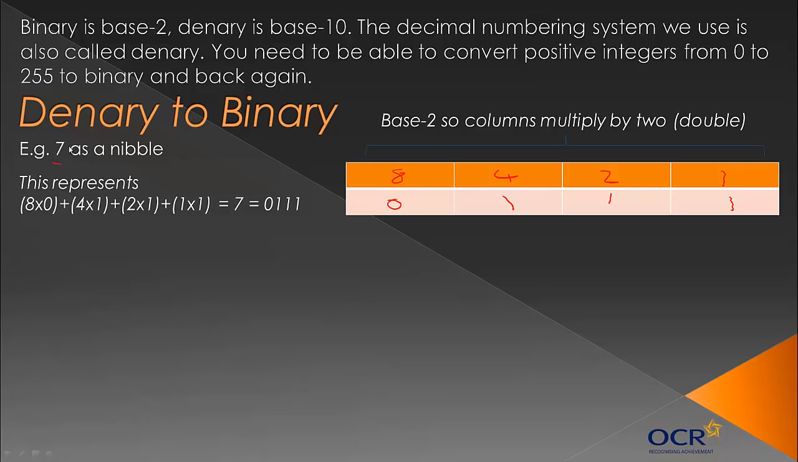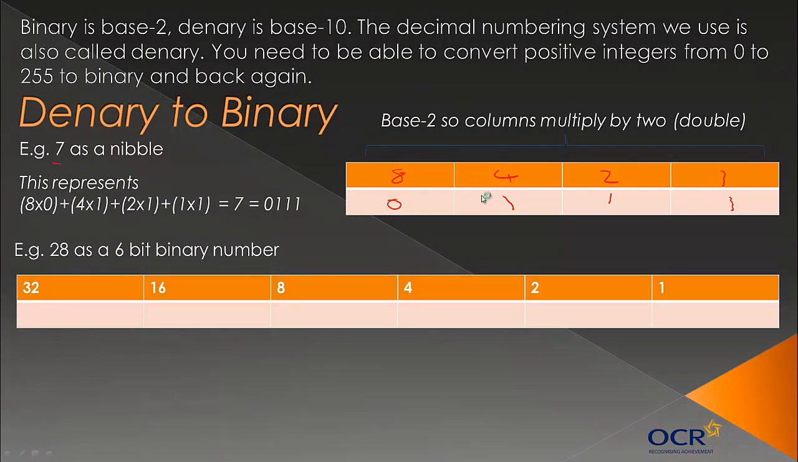If we were asked to represent 7 as a byte, we would just do 4 extra zeros at the start. But this representation is useful for the next couple of things, not on this slide but on the next. So let's have a look at a slightly harder example. We're representing 28 as a 6-bit binary number, so we have 7 column heads. I've just done it, so it saves me doing it again. We've got this far, we're doubling it, and we double it again to 16 and double it again to 32.